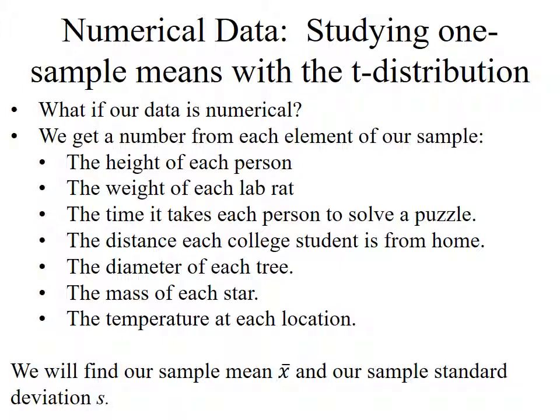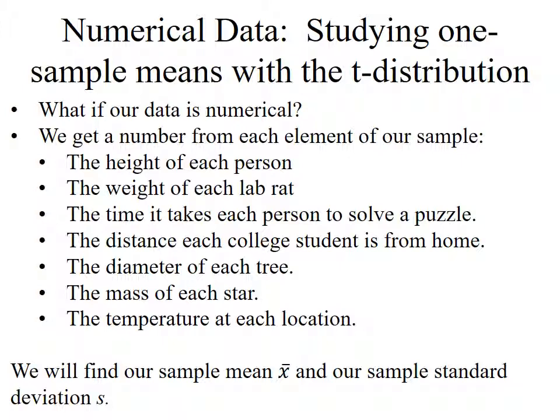We're not just getting binomial data, a yes or a no, a true or a false, colorblind or not, that sort of thing. We're not getting categorical data where it's either Coke or Pepsi or Mountain Dew. No, now we're getting a number from each individual thing in our sample. How do we analyze that?